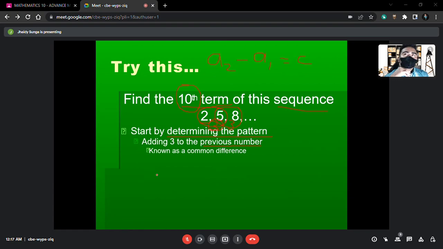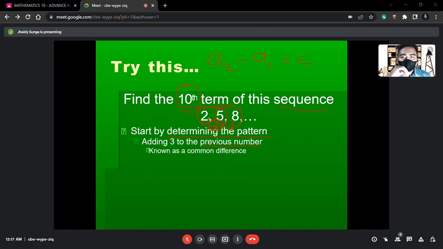So would anybody find the 10th term? I'm seeing that there are some commenting already. Please put it in the comment section. Remember, again, I am with you watching the video right now. So again, what would be the 10th term? Let us find the 10th term.